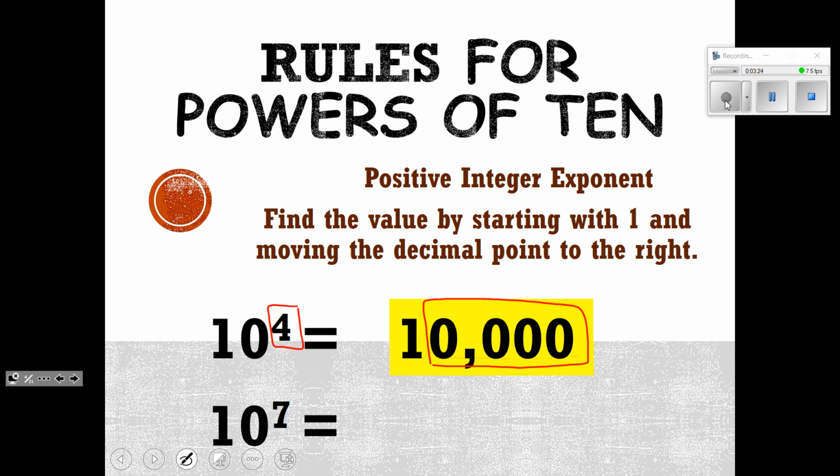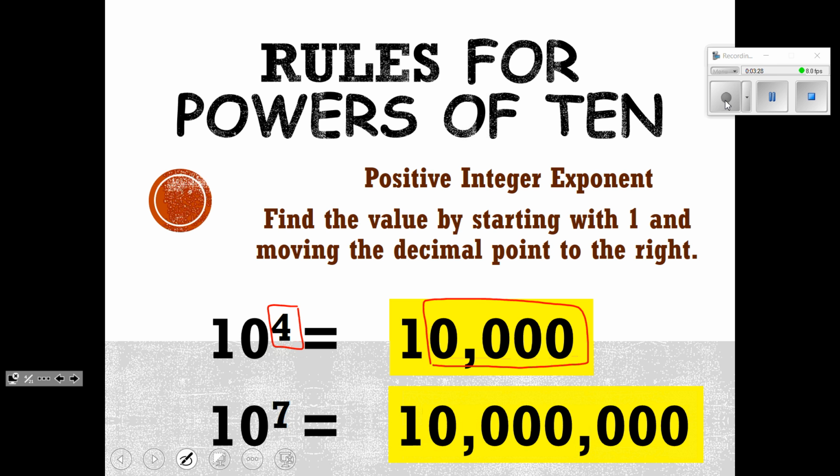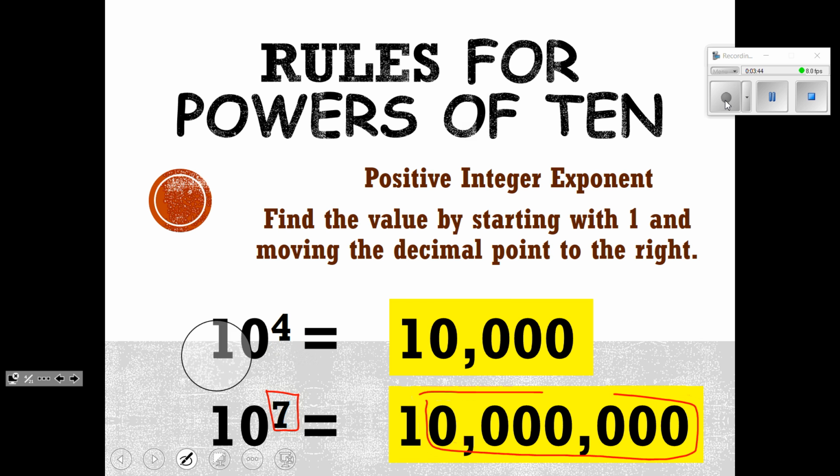When we have 10 to the 7th power, if we go 10 times itself 7 times, we are going to have the number 10 million. Notice the number of zeros and notice the exponent. So when you have 10 raised to a power, the exponent tells you how many zeros are going to be in that number.